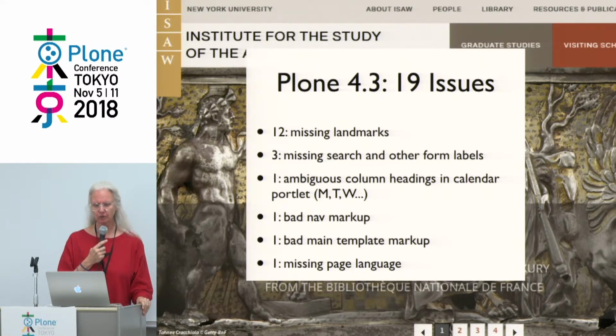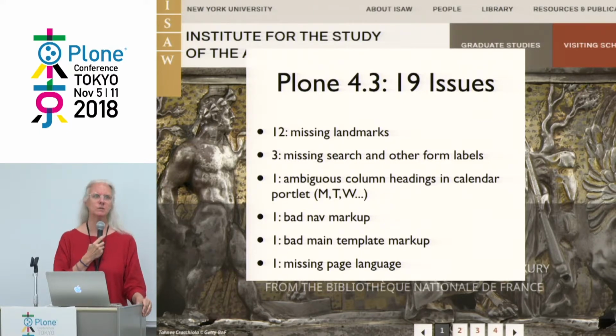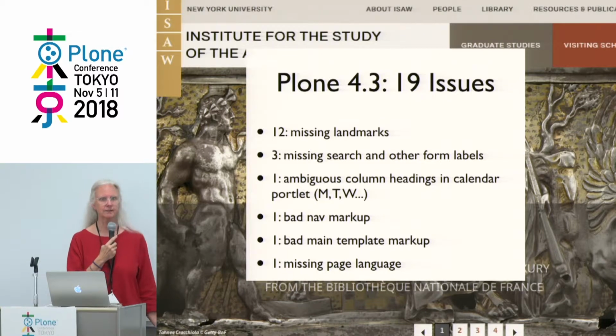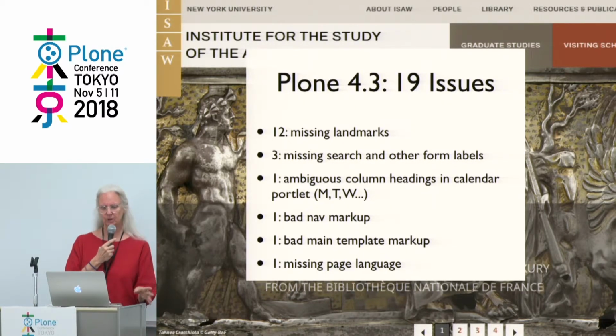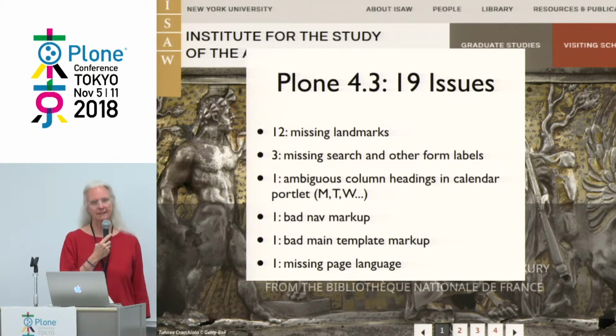3 had to do with search and other forms, labels, again, missing. 1 had to do with the calendar portlet. The native Plone calendar portlet has M T W, for Monday, Tuesday, Wednesday, just MTW style, which is completely unexplained, so that's not very useful. So 1 was about that, ambiguous column headings. 1 was bad nav markup. Another one for the main template markup, and another was that the pages were missing telling you what language they were in.